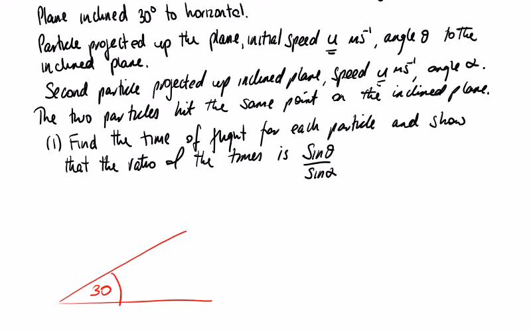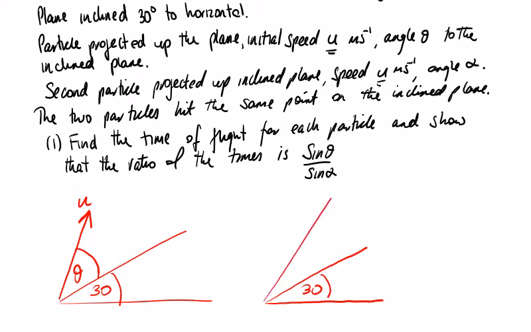Particle projected up the plane. Initial speed u, angle theta. So up the plane, initial speed u, angle theta. A second particle is projected up the same inclined plane with initial speed u and angle alpha. So let me just do a second diagram. My 30, my u, and my alpha.